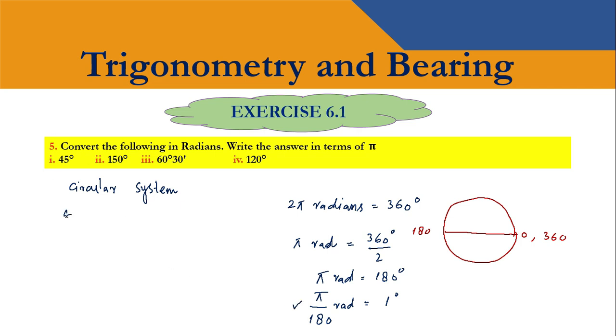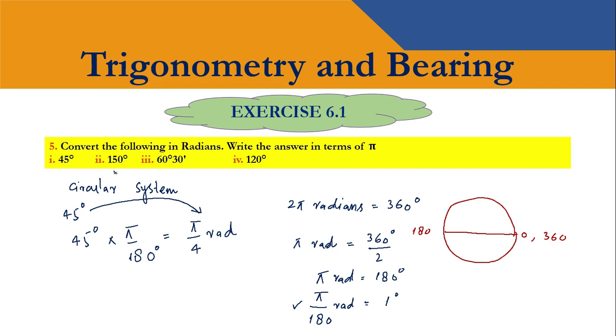So as you see, the 45 degrees, we have to convert it into the circular system. This is the degree system, and we convert it into the circular system. We have to convert it into radians. So 45 degrees multiplied by pi by 180 will be equal to pi by 4 radians. So 45 degrees is converted to radians, from the sexagesimal to the circular system.